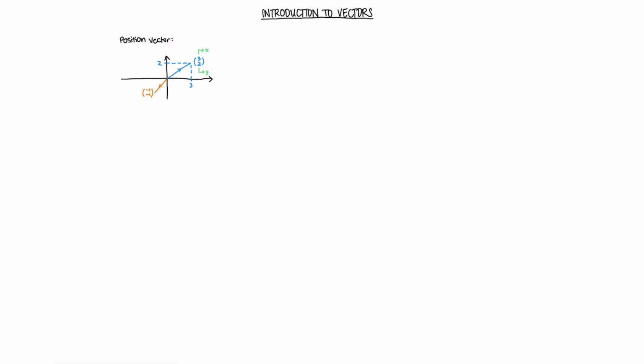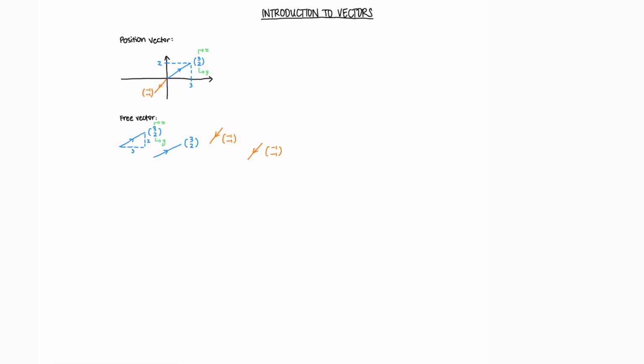A position vector gives the position of a point relative to the origin over here. So in this case, for this point over here, (3, 2), the position vector will be (3, 2). The number on top represents the position on the x-axis, and the number on the bottom represents the position on the y-axis. Now if you look at the orange position vector, this is (-1, -1).